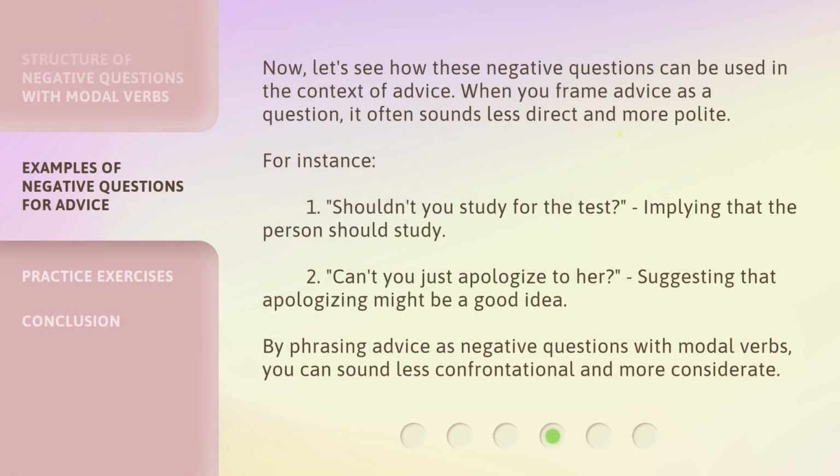Now, let's see how these negative questions can be used in the context of advice. When you frame advice as a question, it often sounds less direct and more polite. For instance, 1. Shouldn't you study for the test? Implying that the person should study. 2. Can't you just apologize to her? Suggesting that apologizing might be a good idea. By phrasing advice as negative questions with modal verbs, you can sound less confrontational and more considerate.